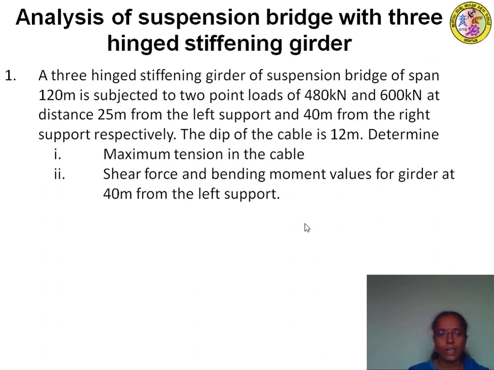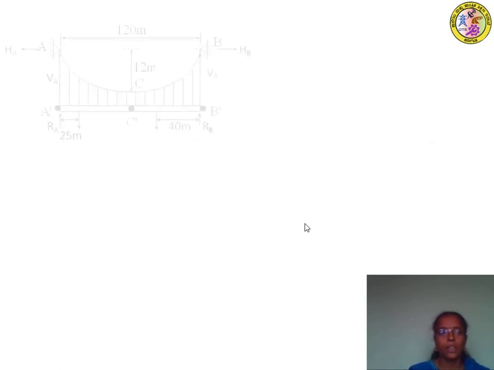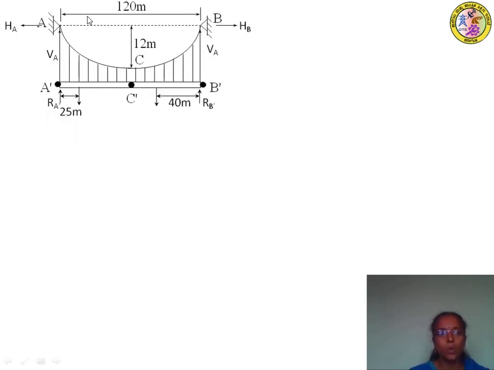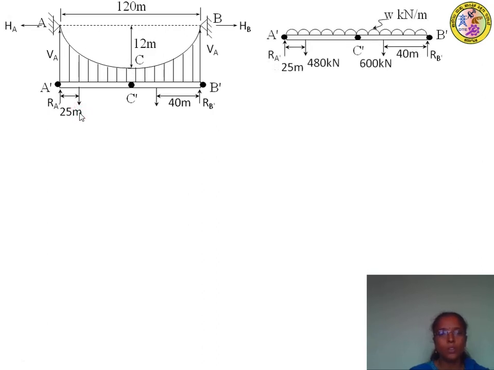First we will draw the cable structure. So this is the cable structure. The span is 120 meter and the dip is 12 meter. It is subjected to 2-point loads of 480 kilonewton and 600 kilonewton. So this load is 480 kilonewton at a distance of 25 meter from the left end, and this load is 600 kilonewton at a distance 40 meter from the right end. Now if you write only the girder portion, these are the externally applied loads of 480 kilonewton and 600 kilonewton at 25 meter from the left end and 40 meter from the right end.